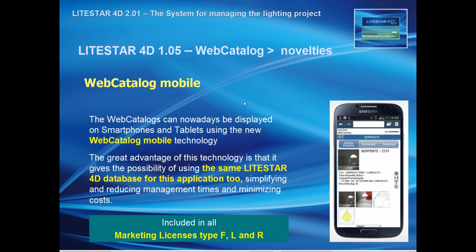We added now also the possibility to browse the same database through smartphones and tablets. This application is available for all the users in the market, but data are coming from the manufacturers and, secondarily, from the distributors and retailers. They can have this application through the marketing licenses like type F, L, and R.